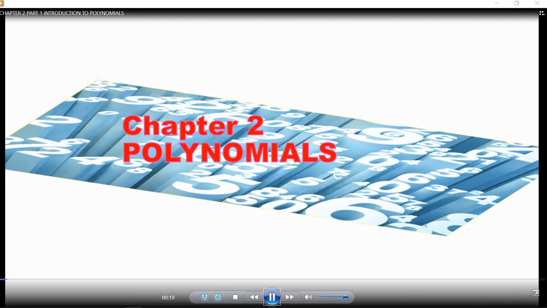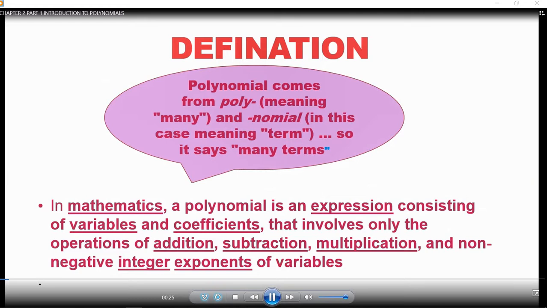Today we will take chapter 2, polynomials. Let us define polynomial. Polynomial comes from poly. Poly means many and nomial means terms. Now, in mathematics, a polynomial is an expression consisting of variables and coefficients, and it involves operations of addition, subtraction, and multiplication. Division is not there, only these three operations will be there.